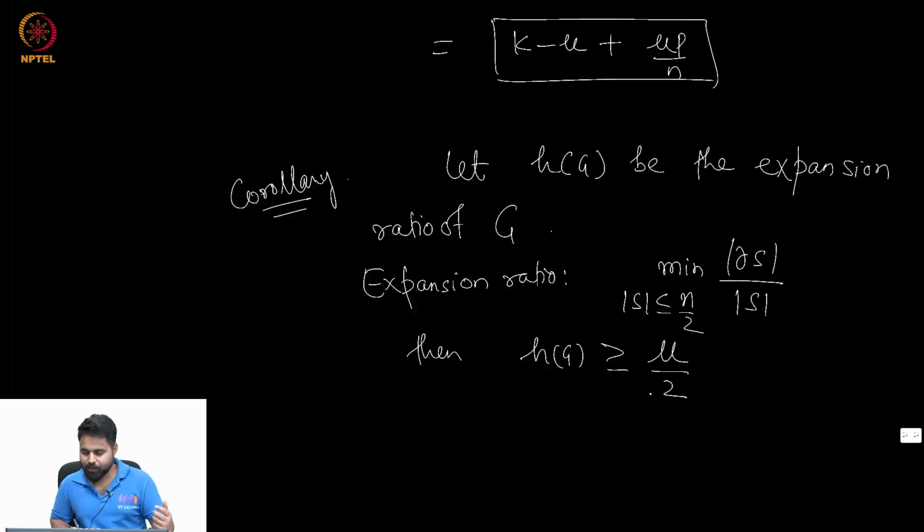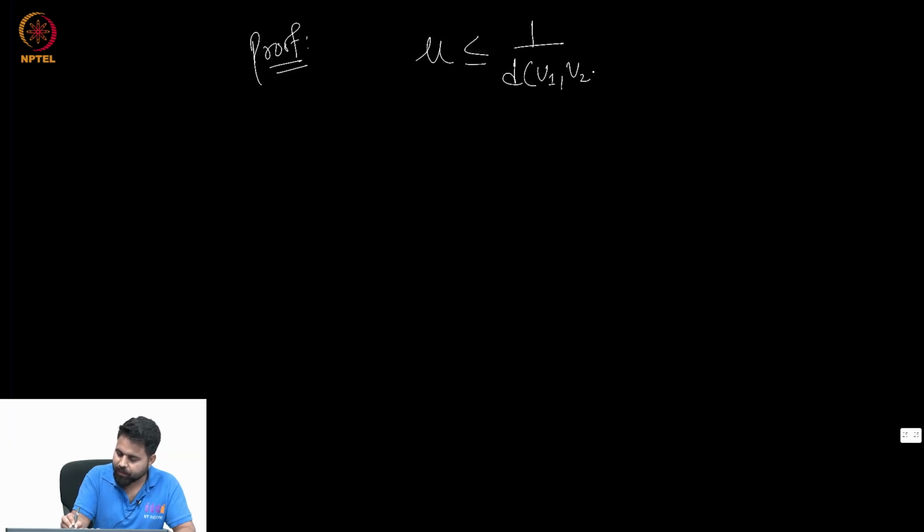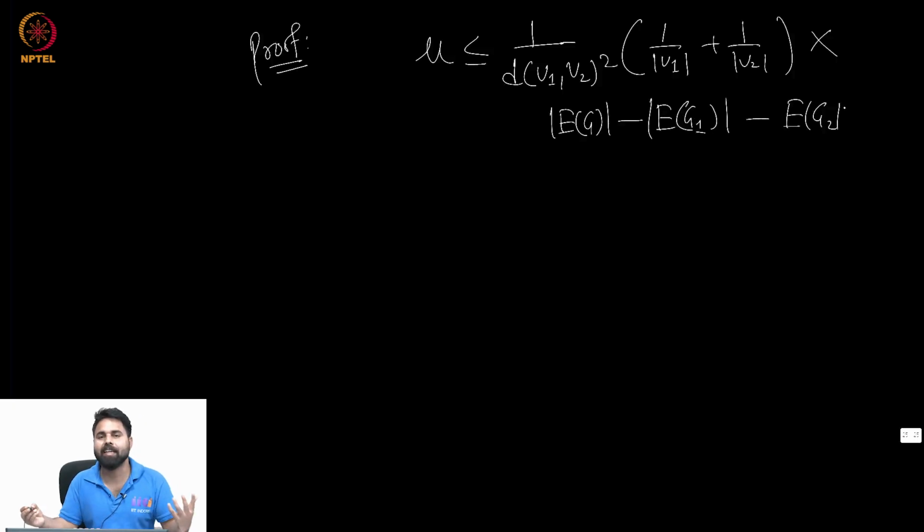So how to prove this beautiful fact? Let us prove this. Very, by the way, straightforward. So we know that mu is, let me again write, 1 upon the distance between V1 and V2, squared, times 1 over mod V1 plus 1 over mod V2, multiplied by the number of edges, and the sum over G1 and G2, where G1 and G2 are the induced subgraphs on V1 and V2.